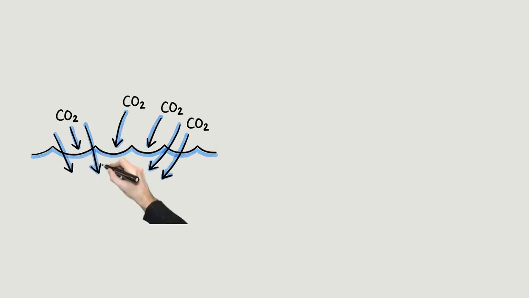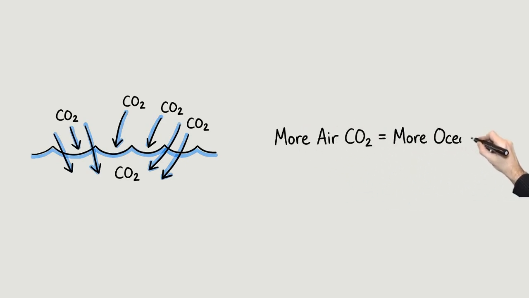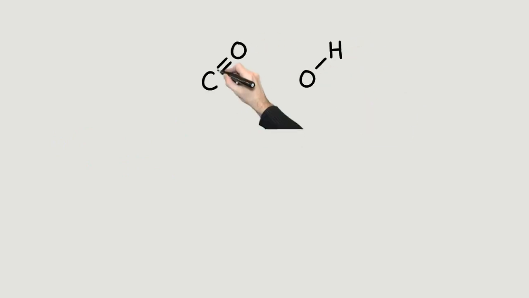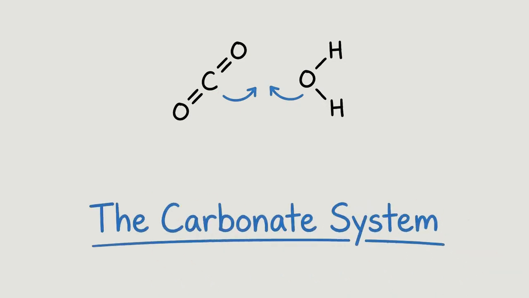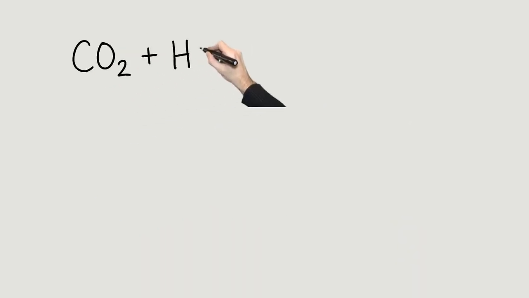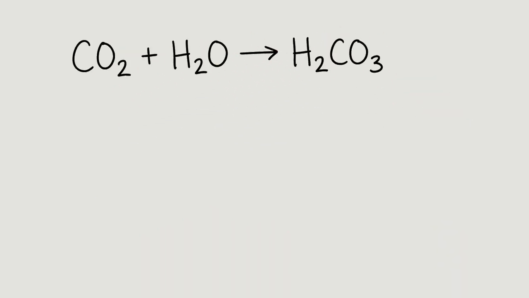First, CO2 from the air dissolves into seawater at the surface. More CO2 in the atmosphere means more dissolved CO2 in the ocean. Once it's in the water, CO2 reacts with water molecules. Instead of staying inert, it enters an acid-base equilibrium called the carbonate system. Dissolved CO2 reacts with water to form carbonic acid, and that carbonic acid partially dissociates, producing hydrogen ions and bicarbonate.